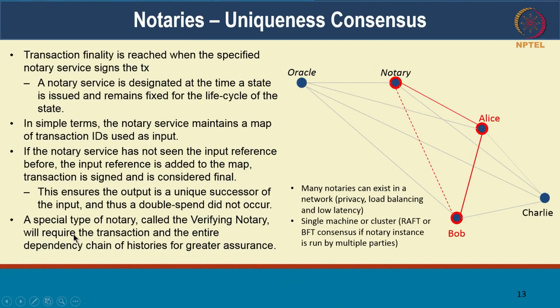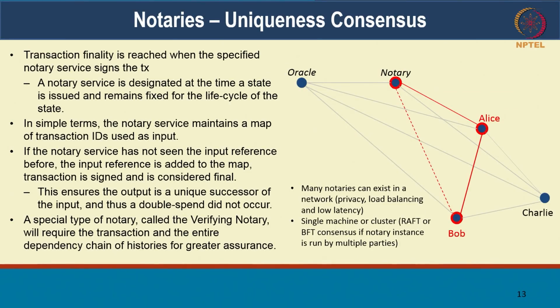Alice and Bob. A special type of notary called a verifying notary will require the entire dependency chain of histories for greater assurance. A verifying notary will not only do uniqueness consensus, but will also do the validation consensus that we talked about. It will validate the entire history of transactions, and on top of that will also ensure that this transaction's input has been unspent. Of course, if there are conflicting transactions trying to use the same input state, the notary is going to be the tiebreaker. It will say, okay, this transaction will go through first, and the second transaction will be invalidated.